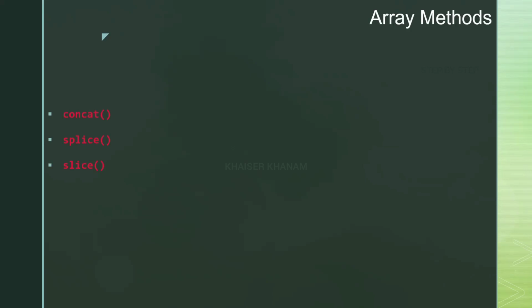In this section, we are going to learn concat method, splice method, and slice method. Previously, we have seen all these methods in arrays: toString, join, pop, push, shift, unshift, and delete. Now we are going to learn about these three methods. Concat. First, let us start with concat method.